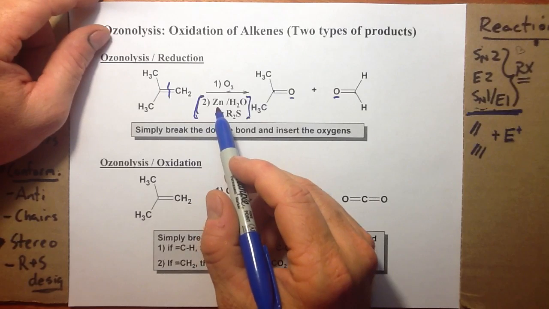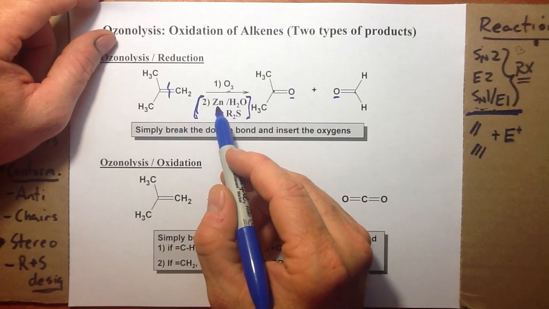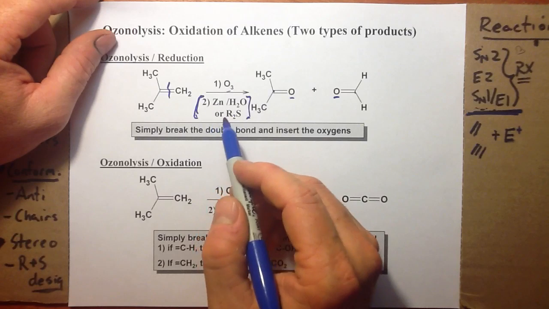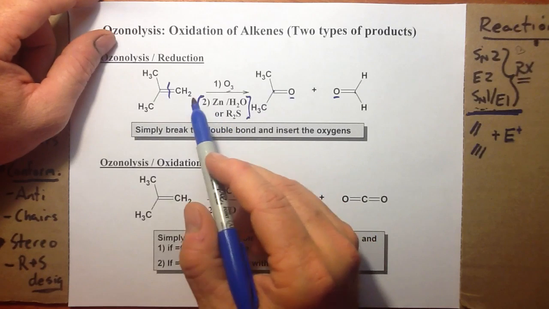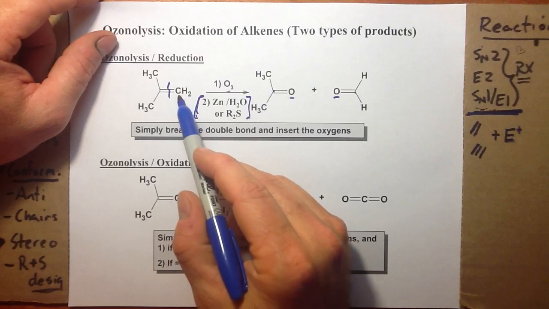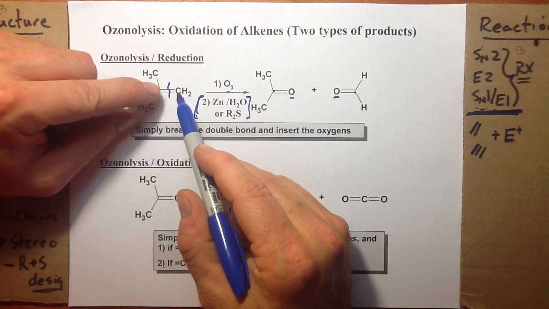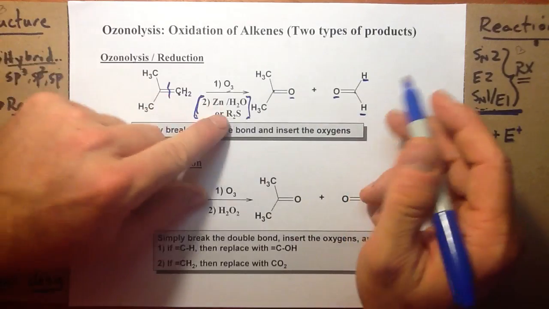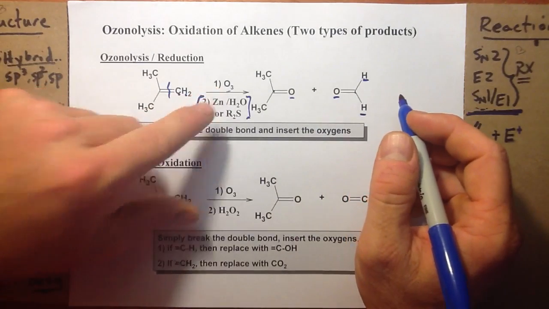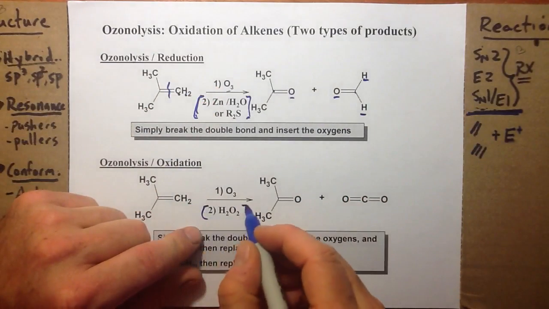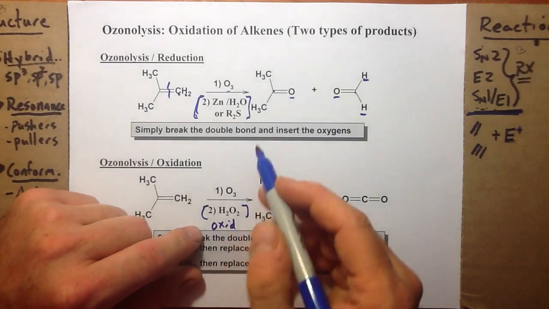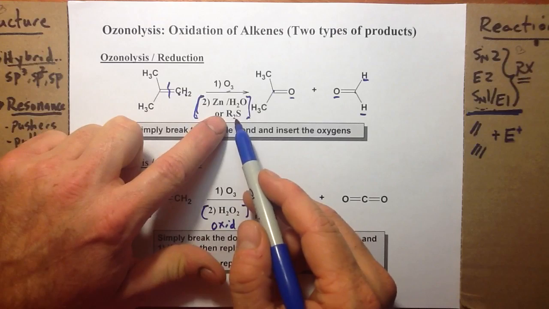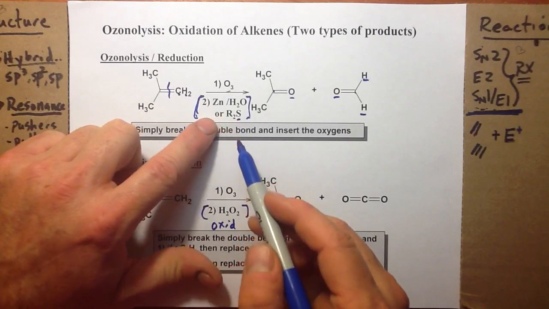If the workup is reductive, where we have a metal that's in a reduced state, a zero state, that's a reductive workup, we can maintain the CH bonds off of carbons in this double bond. So there's two hydrogens here. We're going to keep them if we're in reductive workup. If, however, in ozonolysis we follow up with oxidative workup, where we have peroxide instead of zinc with water or dimethyl sulfide, this is also a reductive workup.